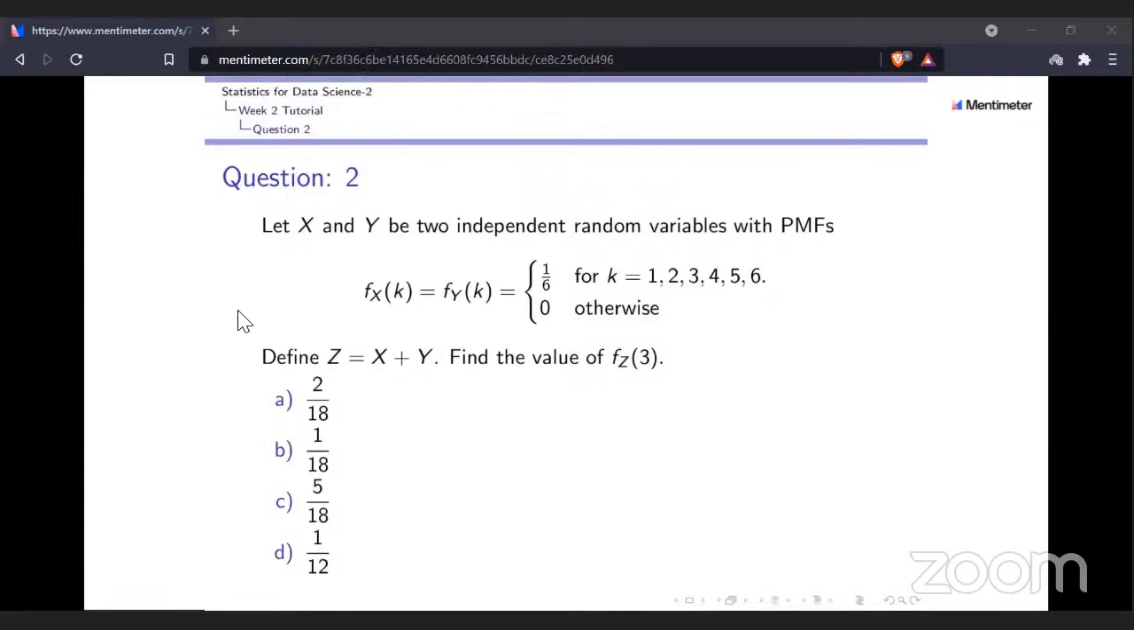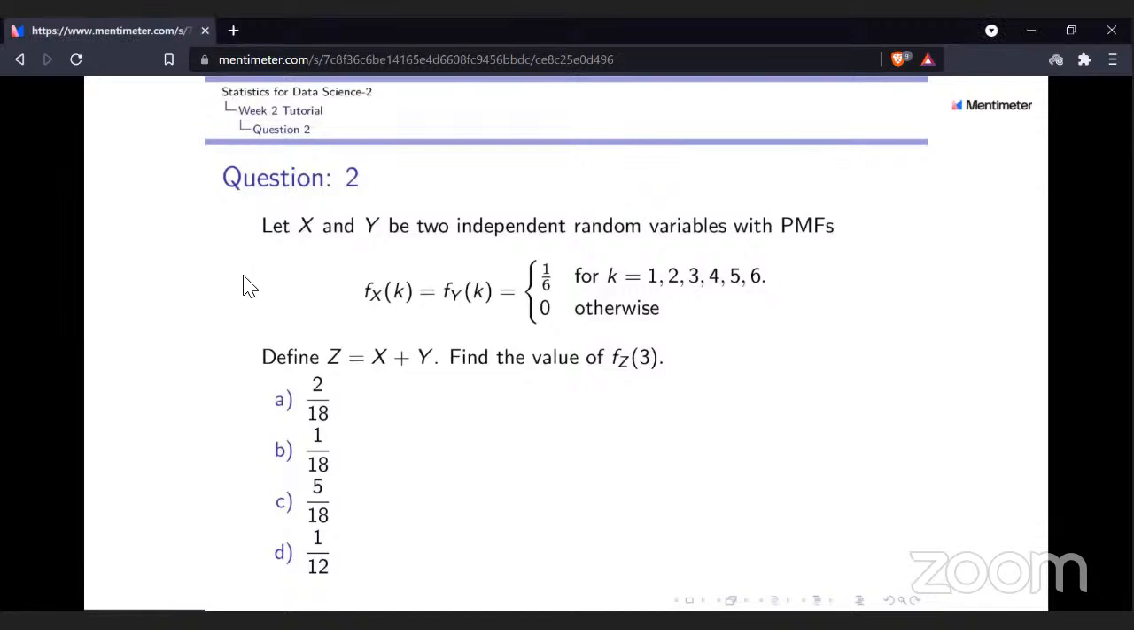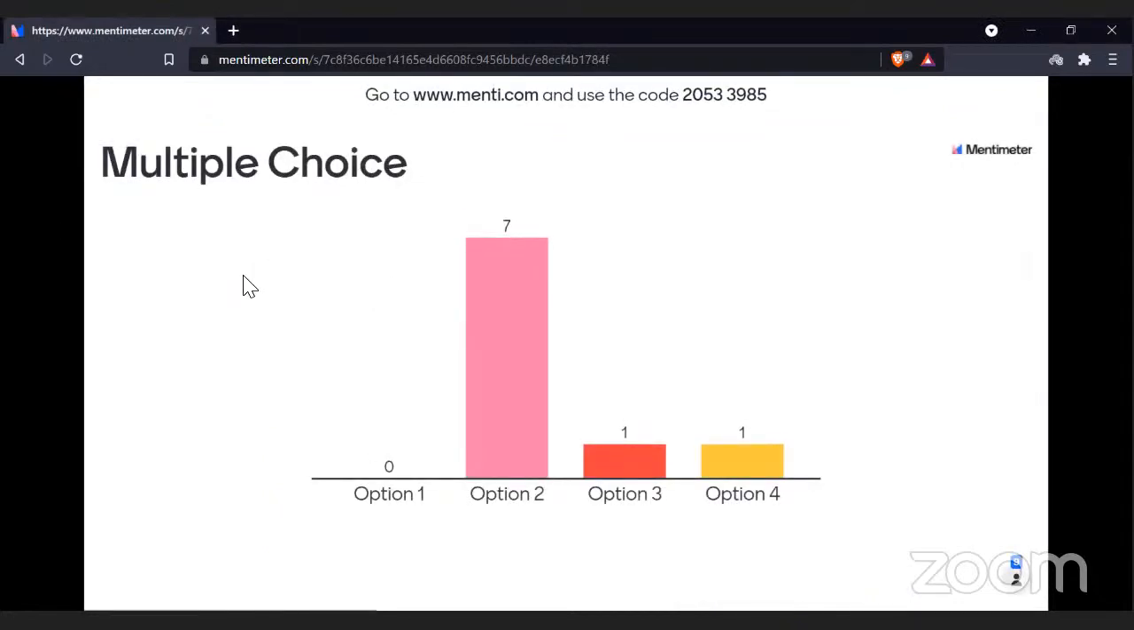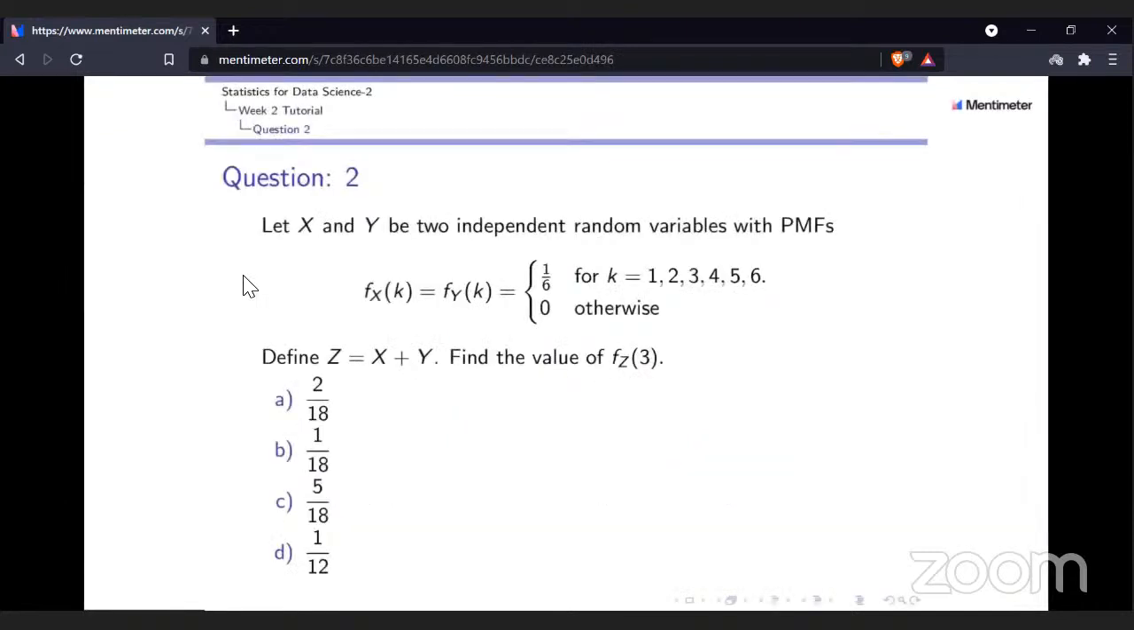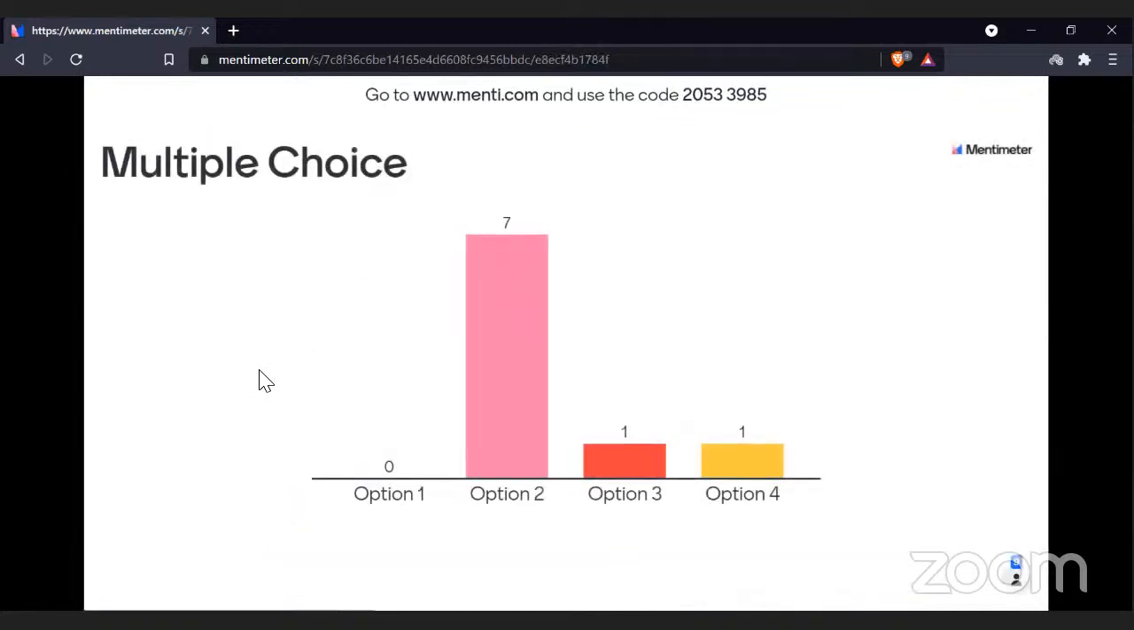So is it done? Yes, ma'am. See, most people have answered option 2, but 2 people have answered 3 and 4. Can somebody explain, like the people who have answered 3 and 4? Yeah, sure.